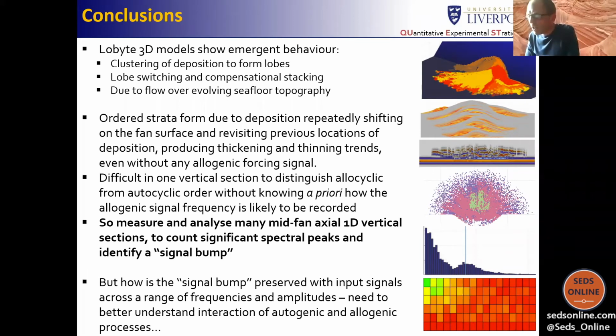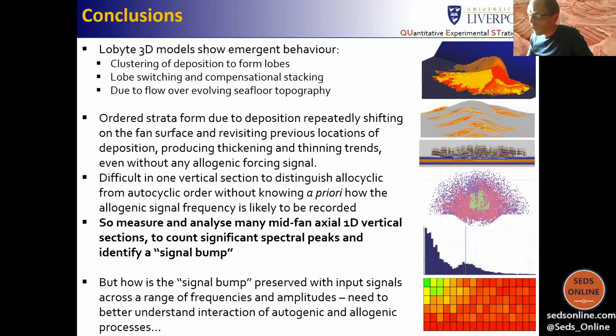In one vertical section, or even a few, it's going to be difficult to distinguish an allocyclic from an autocyclic signal without knowing a priori what you're looking for. And you can't assume that it's a particular periodicity, something to do with the M word, because that just leads you in a logic circle. If you assume that and conclude that all in the same, I don't think you've done anything other than go around in a circle. So I would argue that even if you do see that evidence of order, it's difficult to tell whether it's going to be autocyclic or allocyclic, unless you can measure lots and lots of vertical sections and start to put them together into something that shows this signal bump effect.